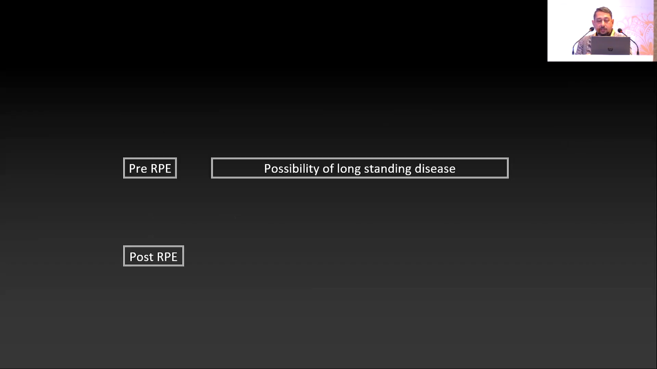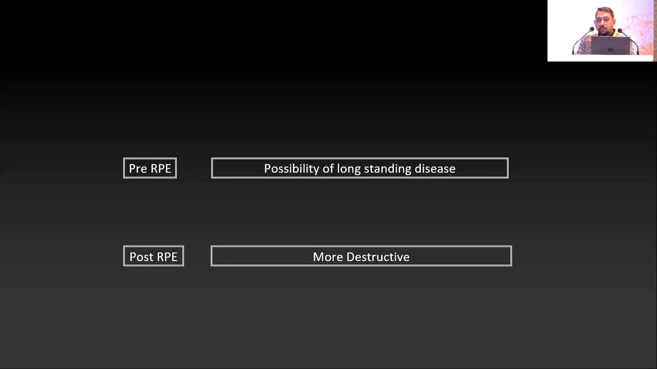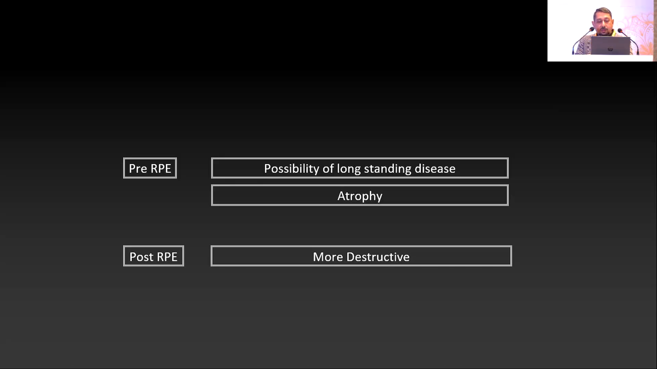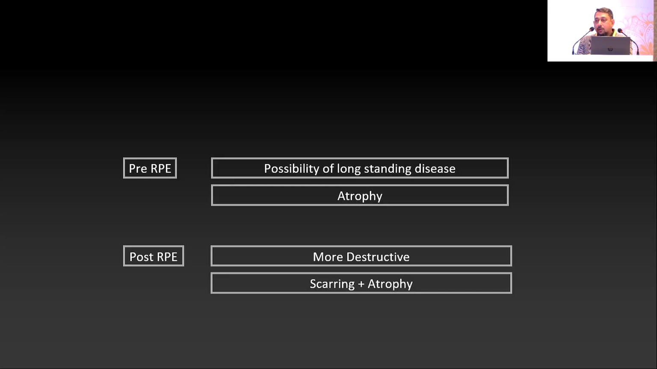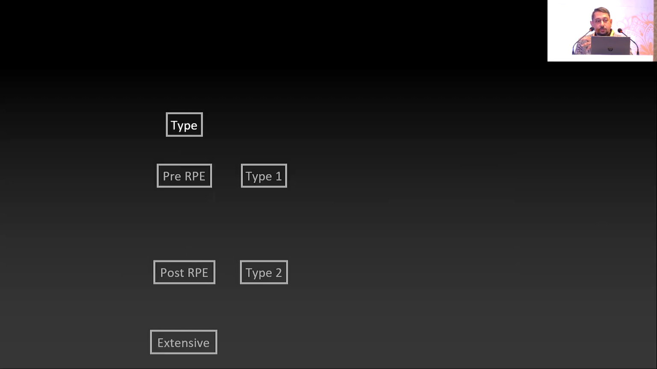So pre-RP disease and the post-RP, what are the implications? The pre-RP disease has the possibility of a long-standing or a chronic disease. A post-RP disease, that is penetrating the RP, is definitely going to have a more destructive course, damages the outer retina and the RP together. The pre-RP leads to a lot of atrophy, and the post-RP disease leads to a lot of scarring with atrophy. So from a prognostication point of view, this is what you can have in your mind.